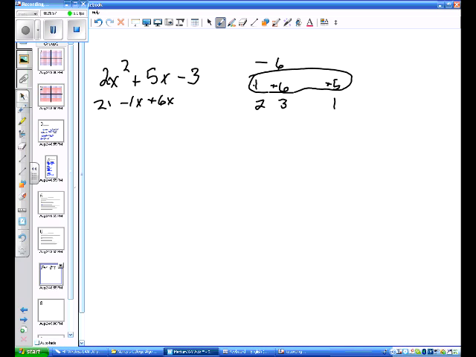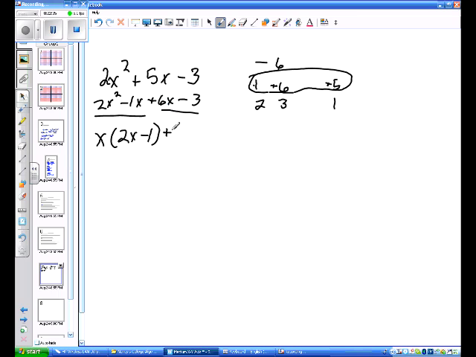We're going to write down our first term, and we're going to write down our last term. We've just rewritten that middle term. That's all we've done. Now we're going to factor by grouping. We're going to take these first two and look for a common factor. Well, the common factor for those first two is x. So we have x times 2x would be 2x squared. x times negative 1 would be negative 1x. Put down whatever sign we have between those two terms, which is a plus.